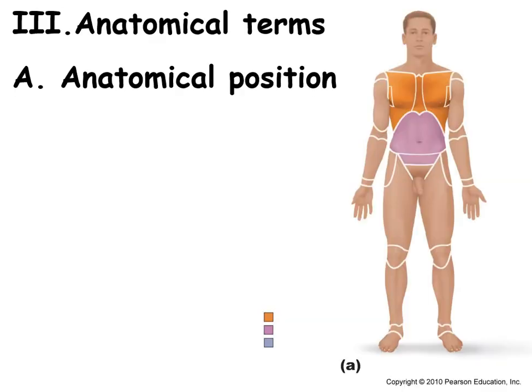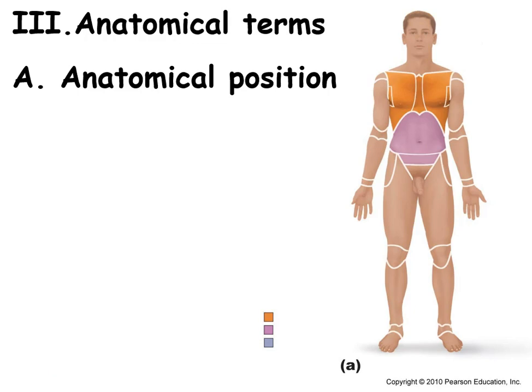Well, that's not what I wanted to do. Let me back up. For example, if I didn't put you in anatomical position, if you were on all fours like a dog, your top surface would be your superior, that would be your back. But in anatomical position, superior, your top surface is not your back, it's your head.